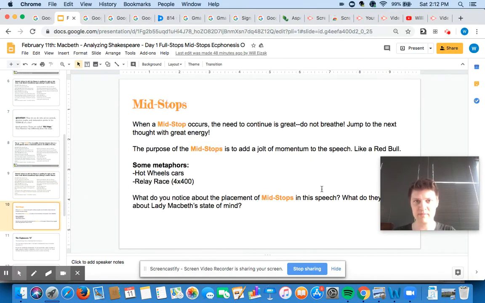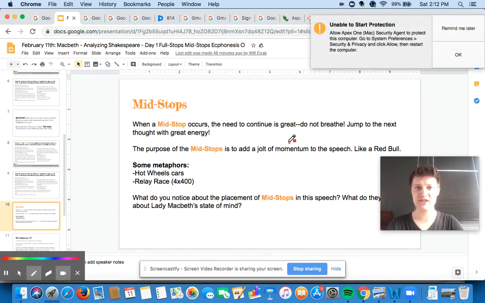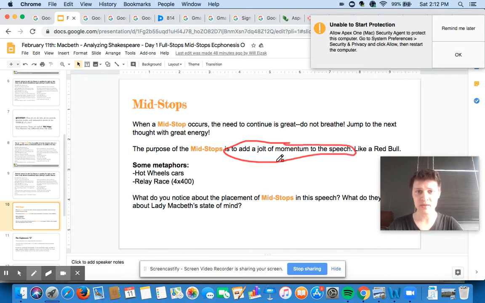What is the point of a mid-stop? When Shakespeare was putting that in the middle of the line, what he was saying is that this is kind of the opposite of a full stop, and that this is to add a jolt of momentum to your speech here. Imagine that the actor is drinking a can of Red Bull in the middle of a line. The other metaphor that I sometimes like to use, if anyone ever had those Hot Wheels cars when they were little, where you would send them racing around the track, and then they would hit that little speed boost and zoom ahead a little bit faster. Maybe you have no idea what I'm talking about, and I sound like a crazy person. That is okay. The point of a mid-stop, though, is it adds a jolt of momentum to a speech.